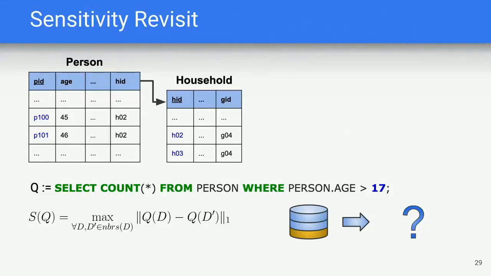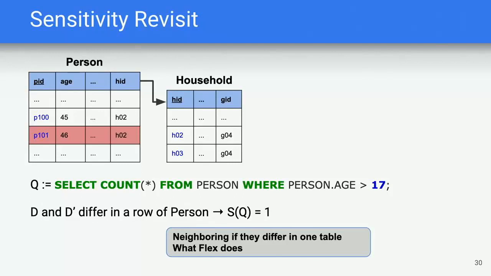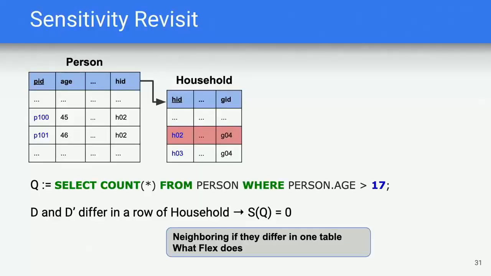Let's say that we just do standard differential privacy, so we have to remove a person. This is what Flex does: we take neighboring relations that differ in one table. If they differ in persons, you compute the sensitivity, and it's one. I can either add a person of voting age or not, so this count will change by at most one. Now, what if I had to remove a household? If I remove a household, this query doesn't change, because I don't touch the persons table. We get sensitivity zero.